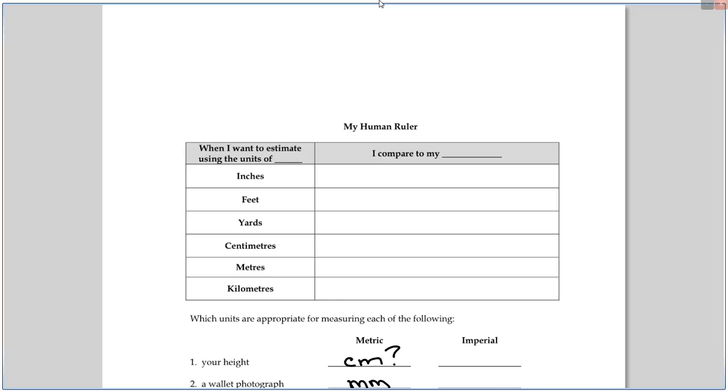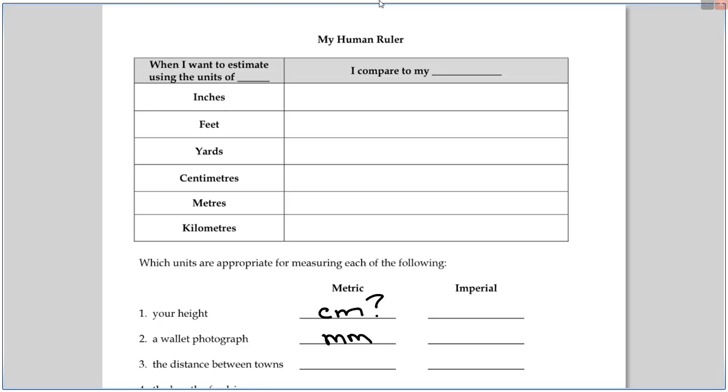Okay, so my human ruler. Okay, my human ruler. So when I want to estimate using the units of inches, I compare it to my thumb. And we already did that one.